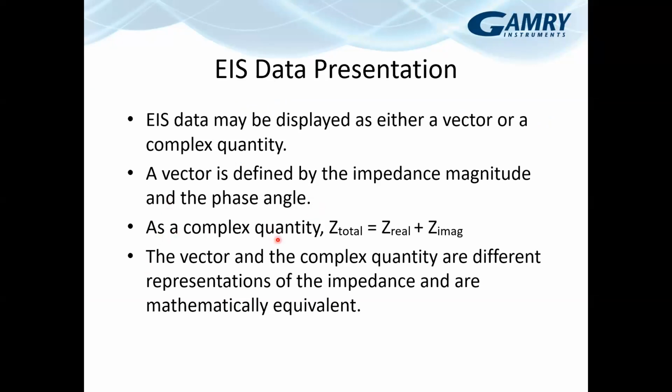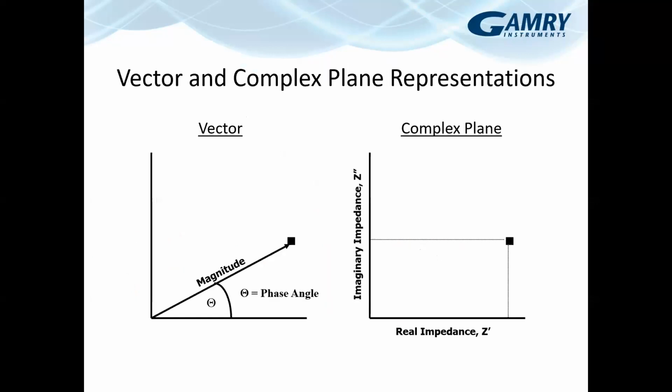And the complex quantity has the total impedance separated and broken down into a real and an imaginary component. These vector or complex quantities are different representations, but they are mathematically equivalent. The way to think about this is if we take a point in space, we can define where that point is in a couple different ways. In the vector quantity, we say we go up a given phase angle from our axis, and then we go a given magnitude or total distance from the origin to where that point is.